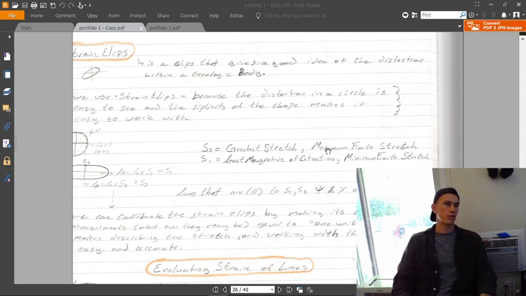So S3 is the greatest stretch, maximum finite stretch. S1 is the least magnitude of extension. So I think that might actually be backwards, but basically S3 is like, it got squished, and S1 got pulled the most.